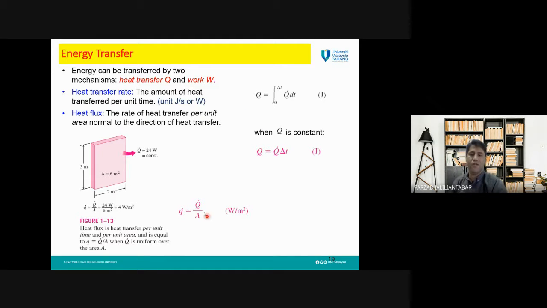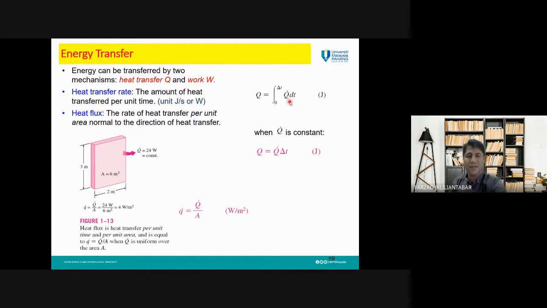And we have equations to calculate all of these three definitions. Q, or the amount of heat transfer, is equal to the integral of Q dot dt from 0 to delta t. In other words, the heat is transferred with this rate, Q dot, for example, 1 joule per second, during this time, 0 to delta t, for example during 10 minutes. This integral form is for when the Q dot, the heat transfer rate, is changing. Why is it changing? Later we will discuss that more. I'm not going to detail it now.